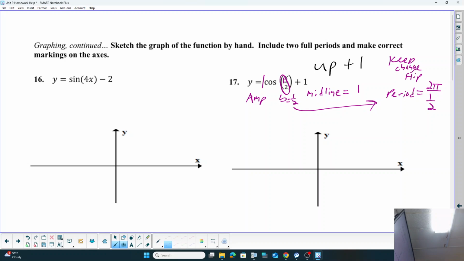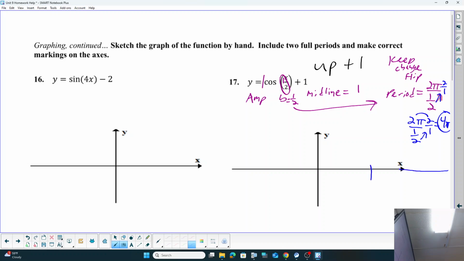So when you keep, change, flip, you're going to multiply by 2 over 1. And so 2 pi over 1/2. So again, we keep, change, flip. So 2 over 1. 2 times 2 is 4 pi. So 4 pi. So we're going to extend that.